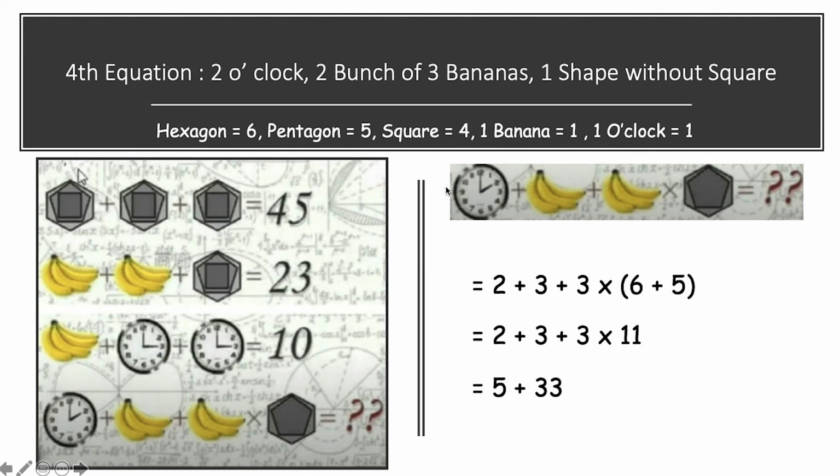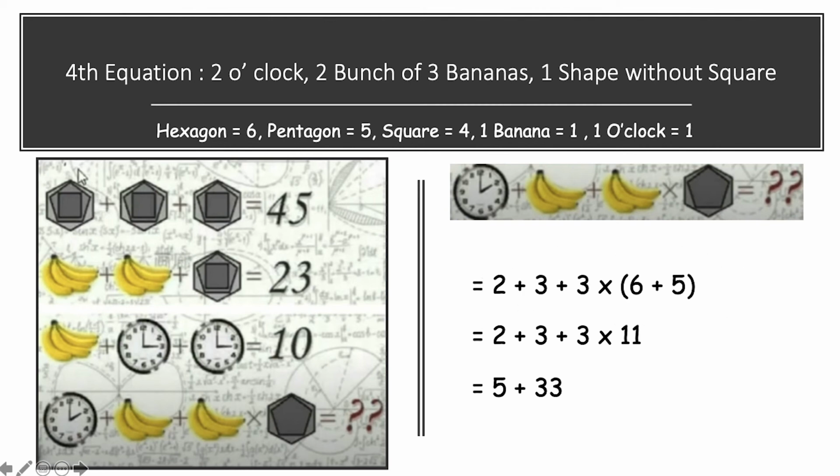As I told, the clock value is equal to the time of the clock. So here it's 2 o'clock shown by the clock. So value will be equal to 2 plus 3 bananas are there. 1 banana is equal to 1. So 3 bananas will be equal to 3 plus 3 into, we have this shape which has hexagon and pentagon. So hexagon value is equal to 6 and pentagon is equal to 5. So 6 plus 5. Now we have written all the values of items present in the equation.